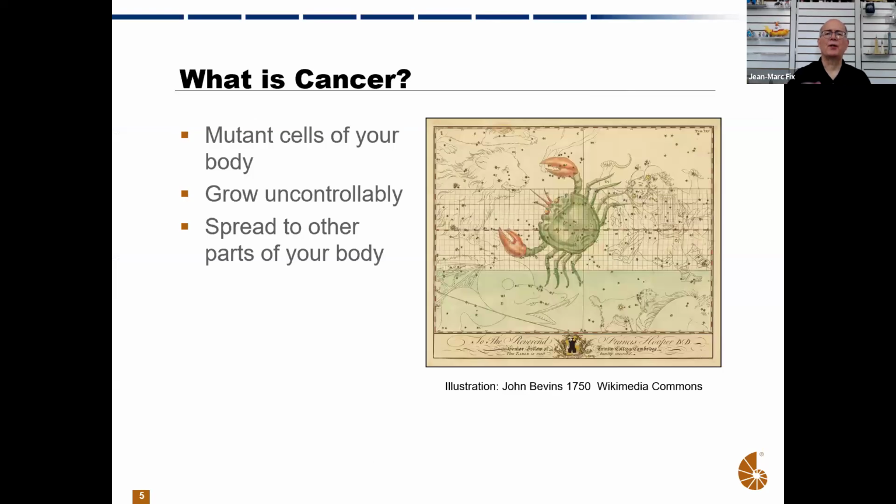So what is cancer? Cancer is really mutant cells of your body that gather some properties that make them dangerous for you. And the biggest property that they get is they can grow uncontrollably. And that growth will be the main reason why you might die from cancer. And the other aspect is because of that growth, they easily spread over your body. That's what we call a metastasis. And that's bad news as well.